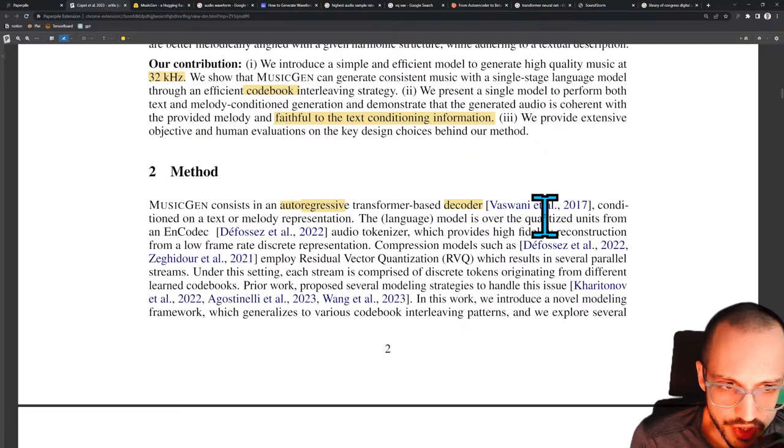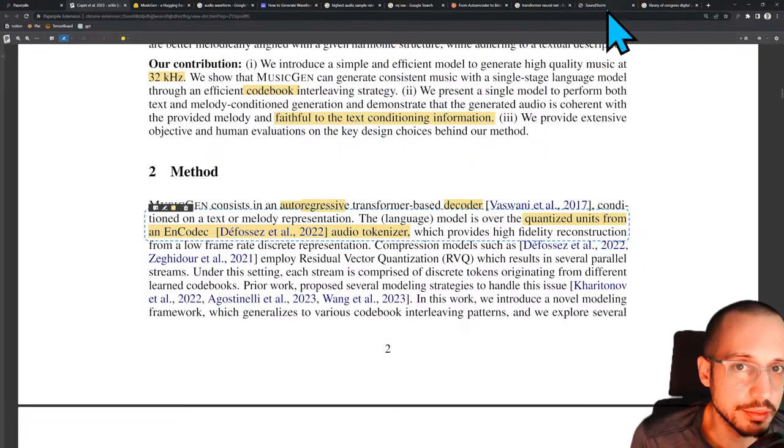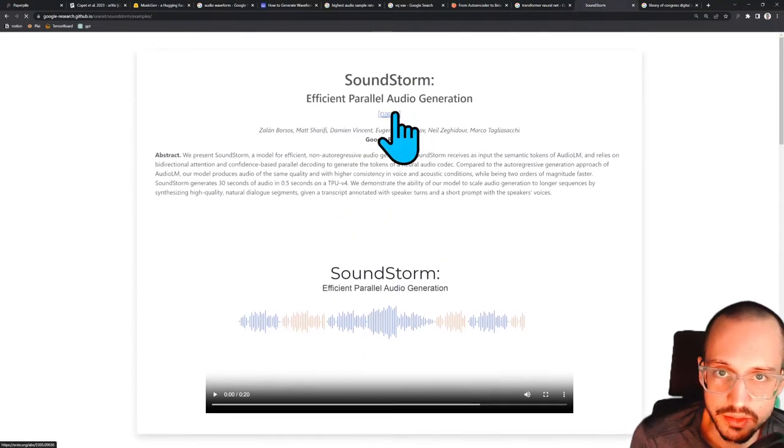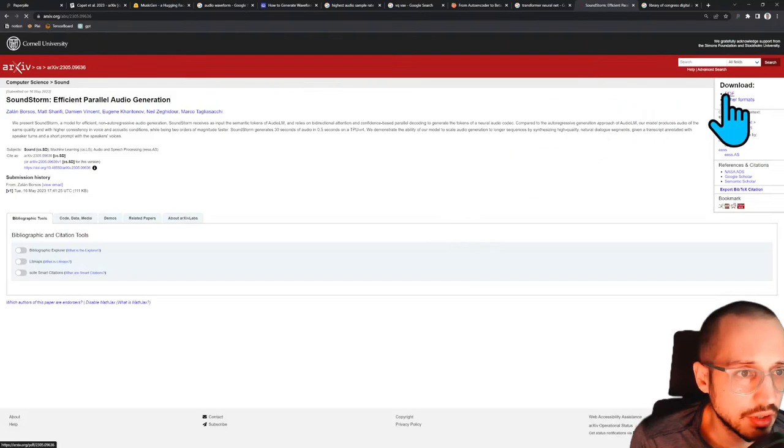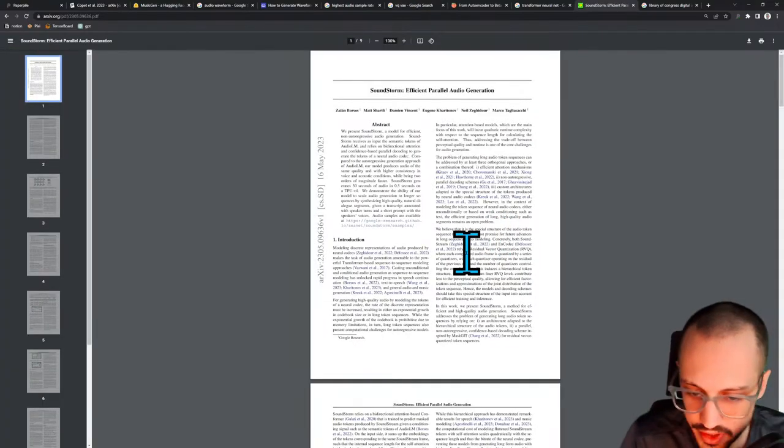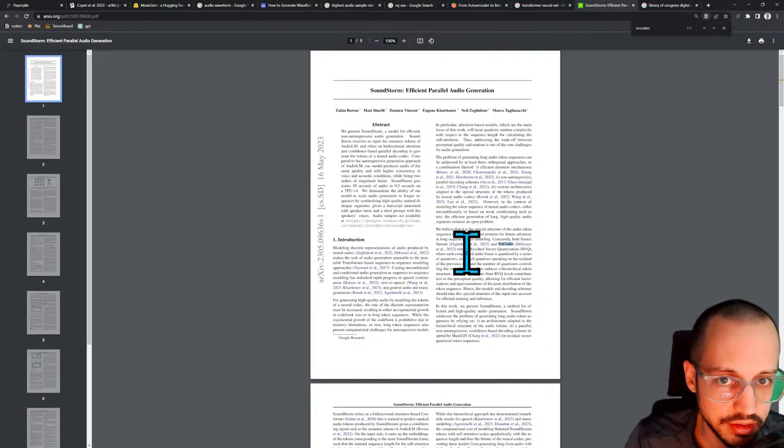The language model is over the quantized units from an encodec audio tokenizer. Okay, this right here confirms that the generation is being done in the tokenized space. So they're not doing it in the raw waveform space. They're basically using encodec, which I think is literally what Soundstorm used, right? If we go to the paper, they use the same one, right? Encodec. Yep.